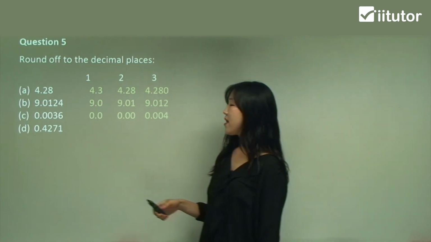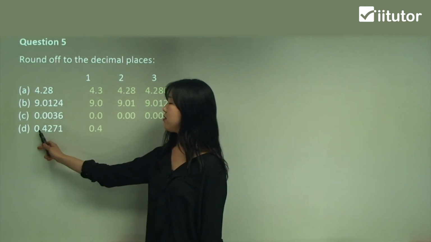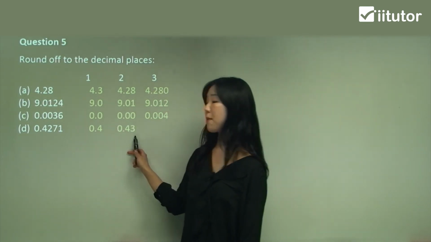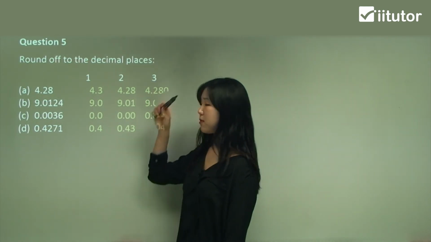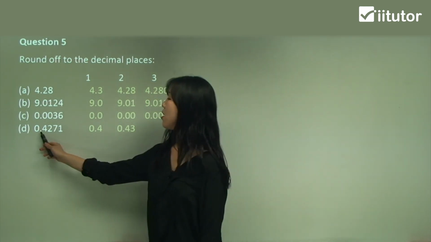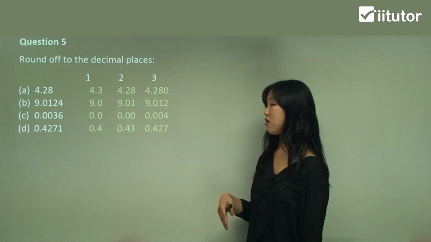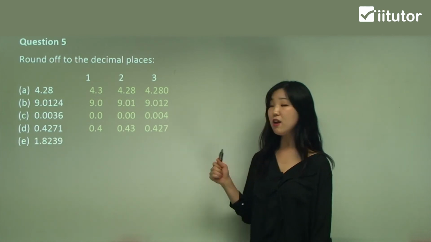D, one decimal place is just 0.4. Two decimal places, 1, 2. 7 is greater than 5, so this 2 now becomes a 3. And part 3, when we have to do it to three decimal places, 1, 2, 3. 1 is less than 5, so it's just 0.427. So easy, isn't it, guys? See if you can try E on your own if you can.